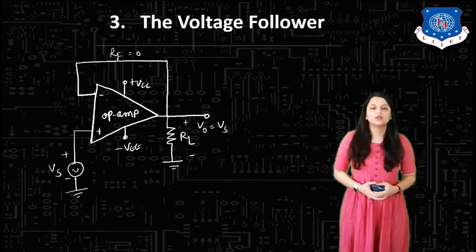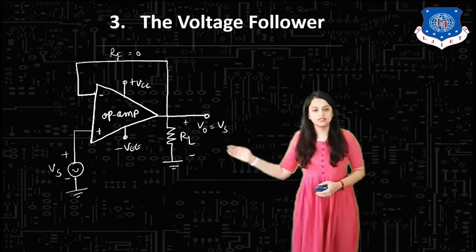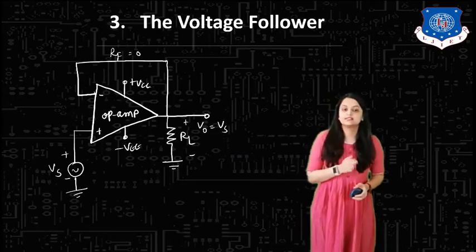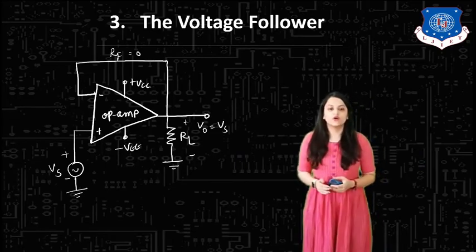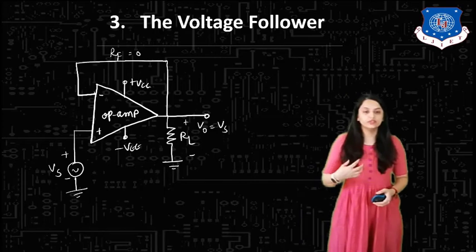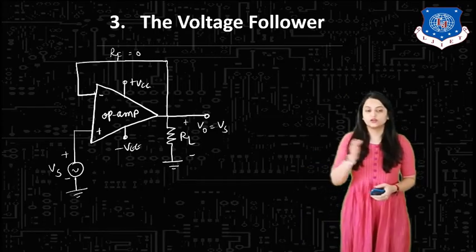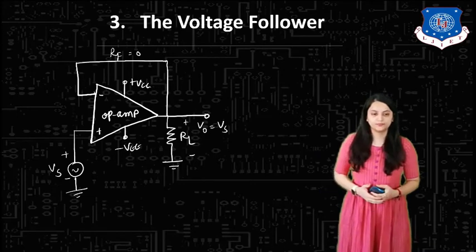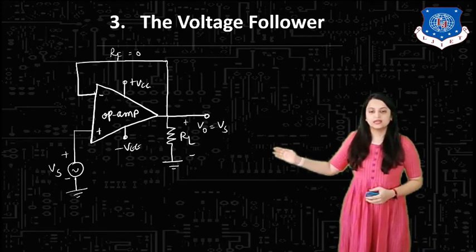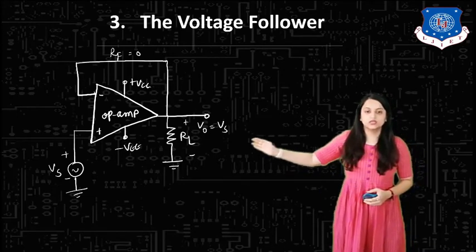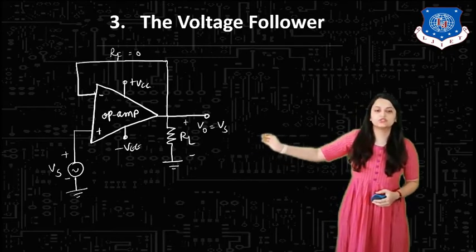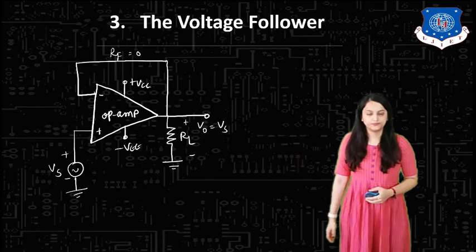The third one is the voltage follower. So here the circuit diagram of the voltage follower is indicated. Here the feedback resistance Rf is taken as 0, because the voltage follower's role is that it has to give the output voltage as it is to that of the input. The output voltage should follow the input voltage. So in this diagram, Vs is the source voltage, and Vo, that is the output, is equal to Vs, that is, output equals input source voltage.